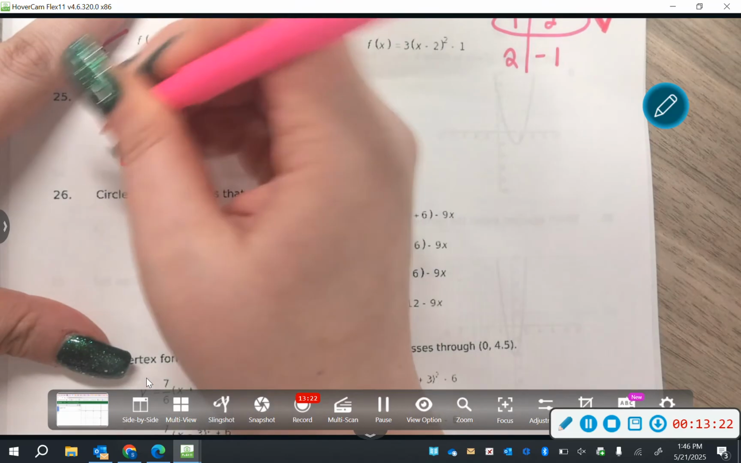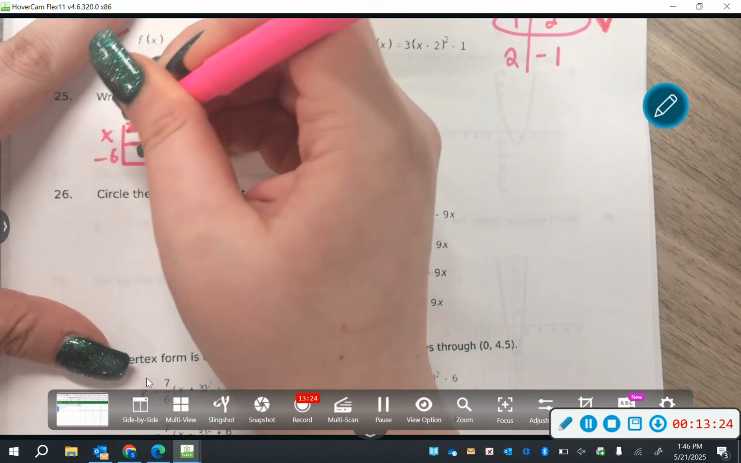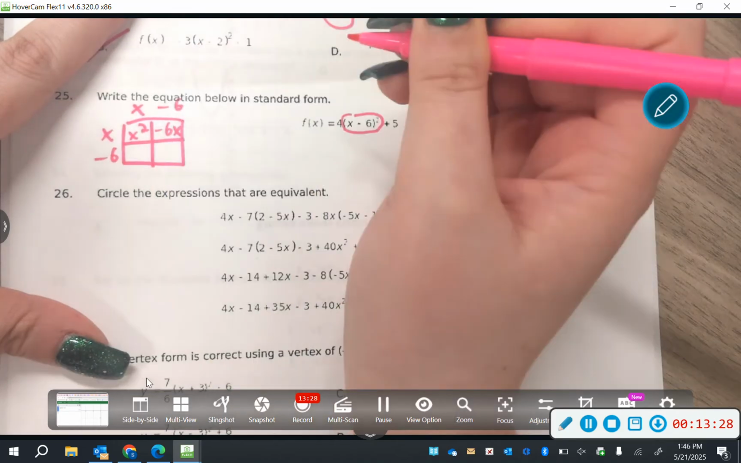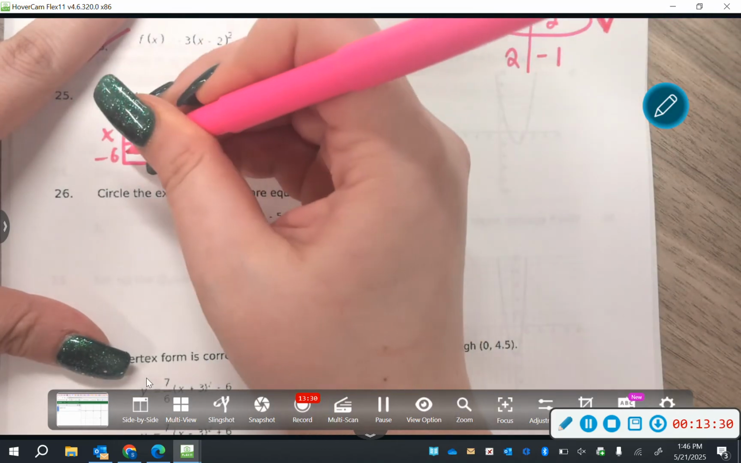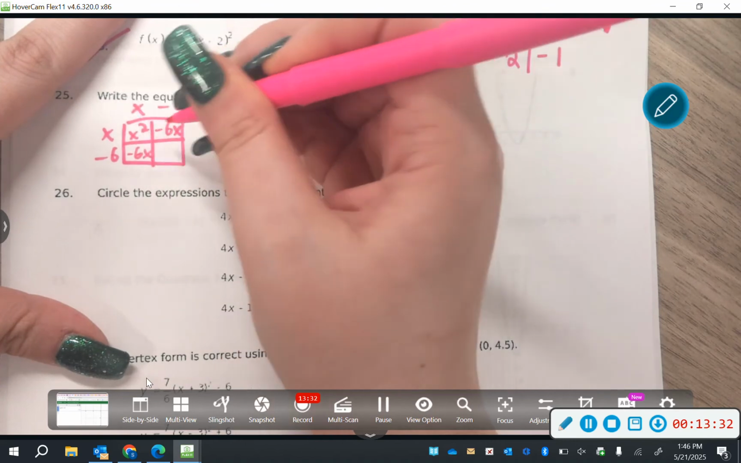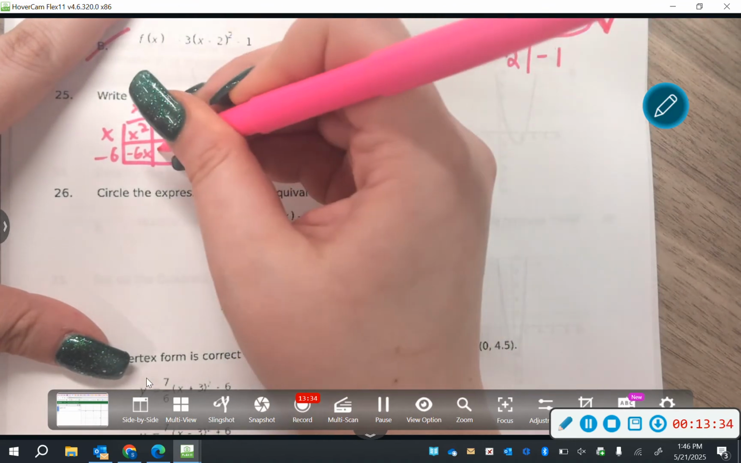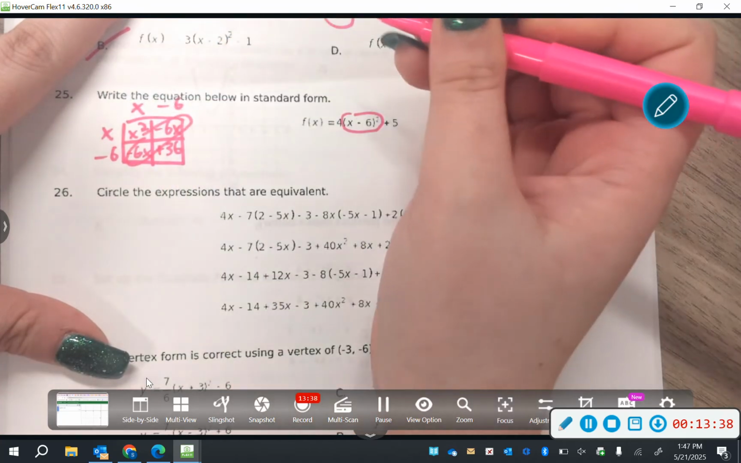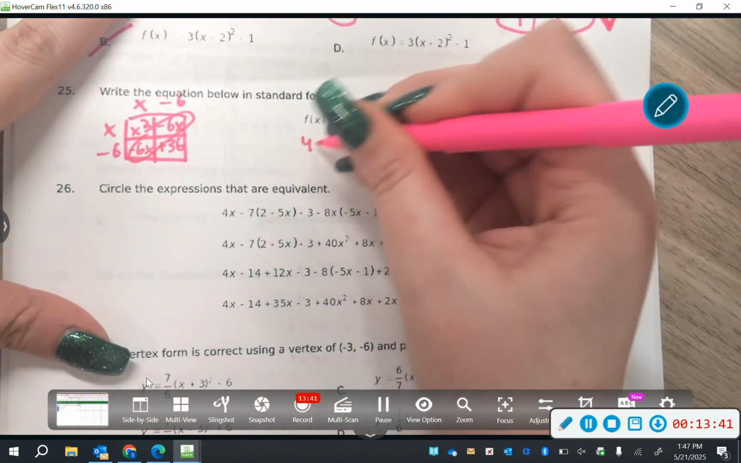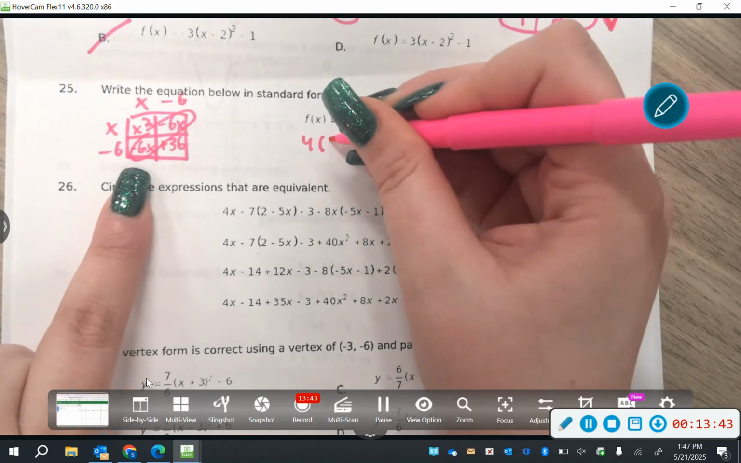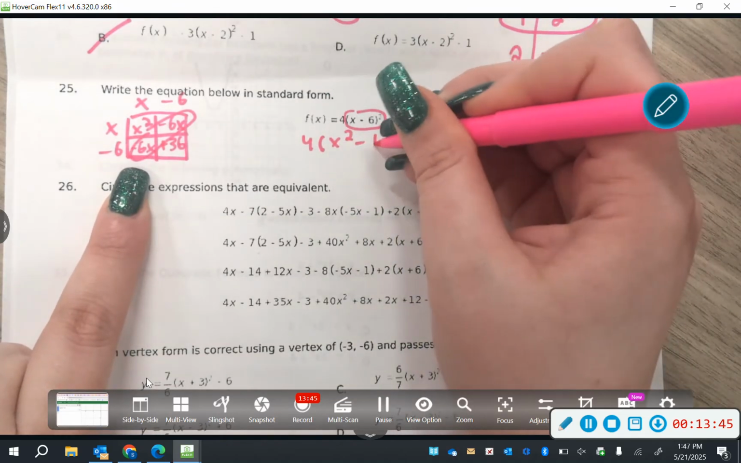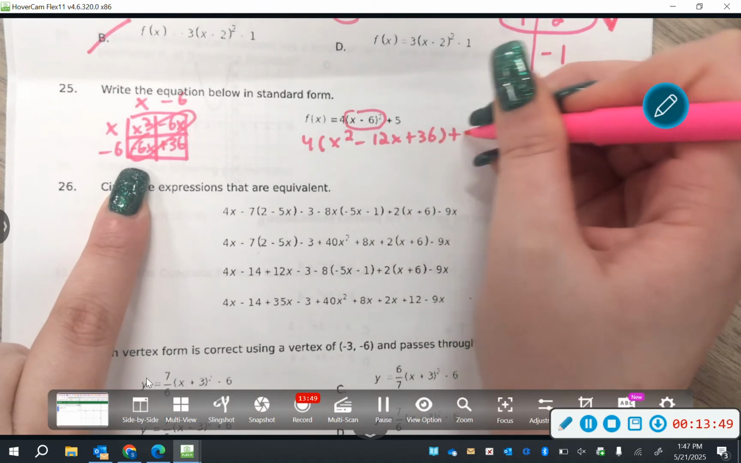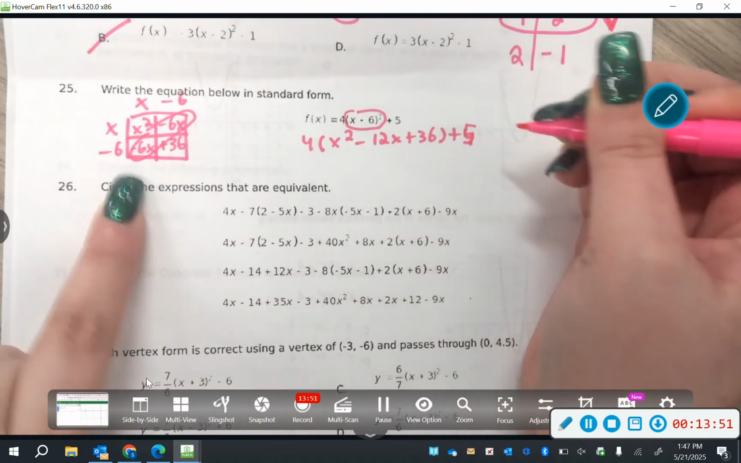x minus 6, x minus 6. x times x is x squared. x times -6 is -6x. x times -6 is -6x. -6 times -6 is positive 36. Combine my x's. So we're left with 4 parentheses. Inside our box, we got x squared minus 12x plus 36, plus 5.